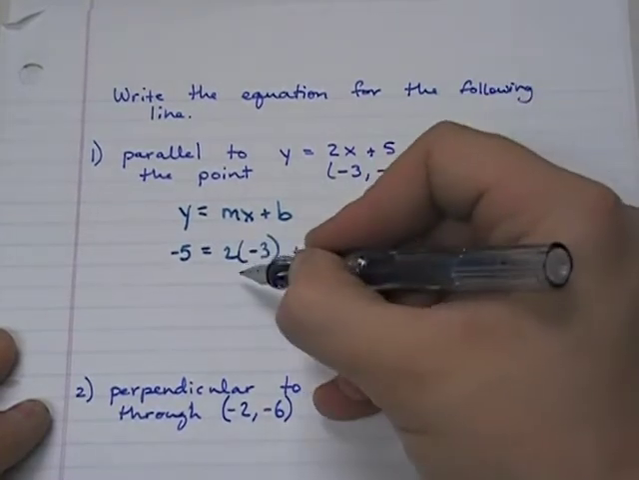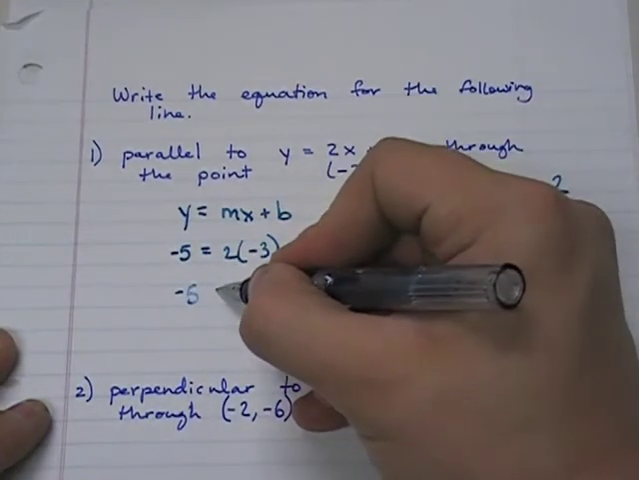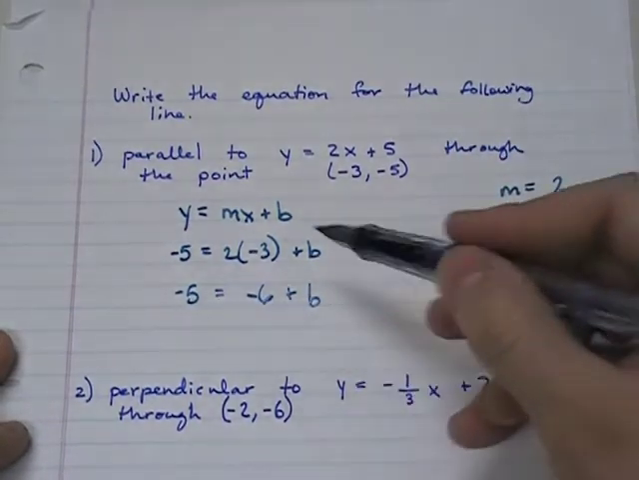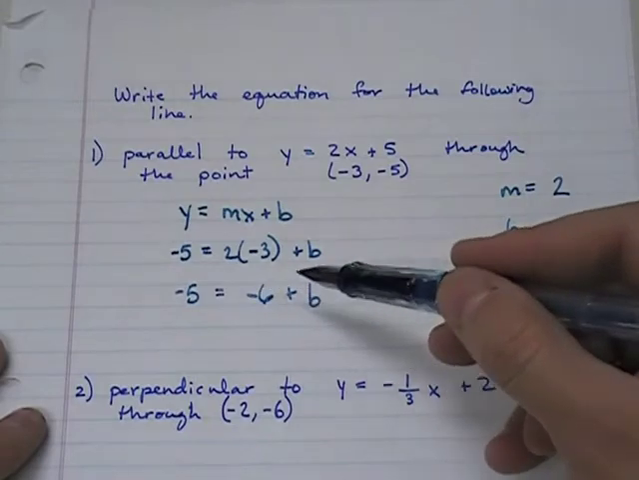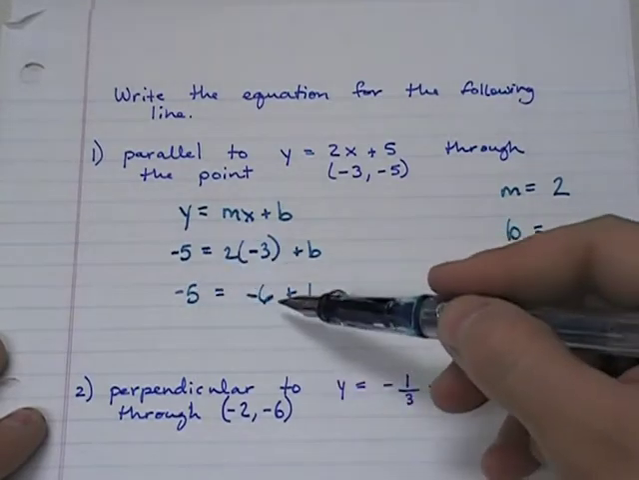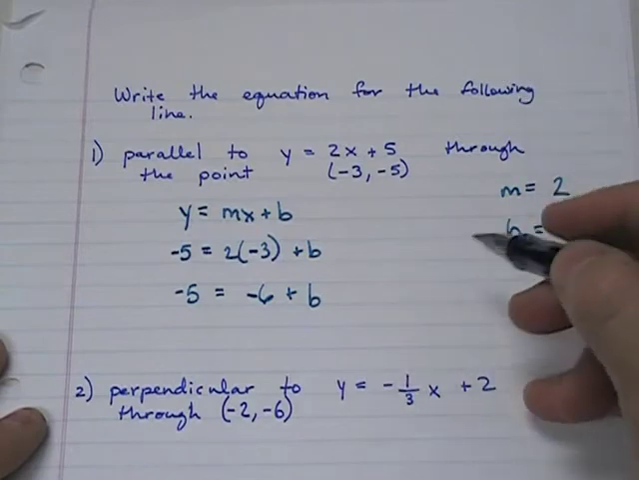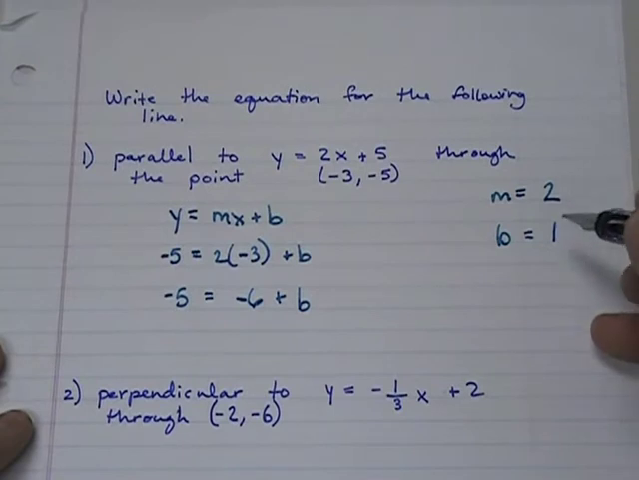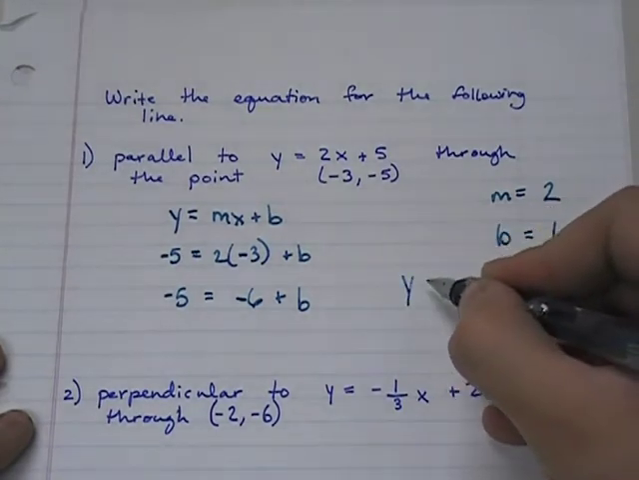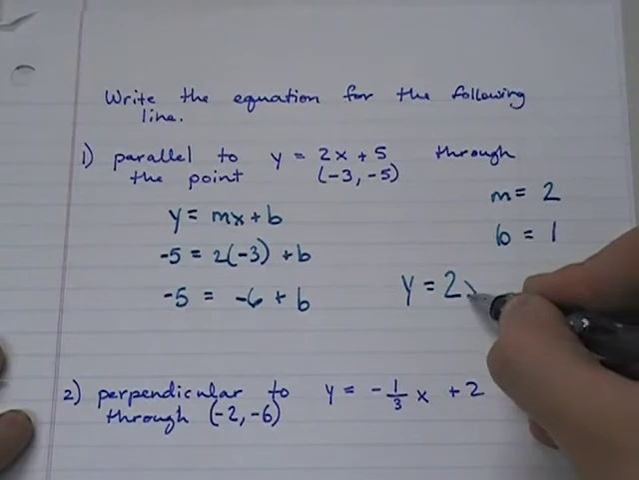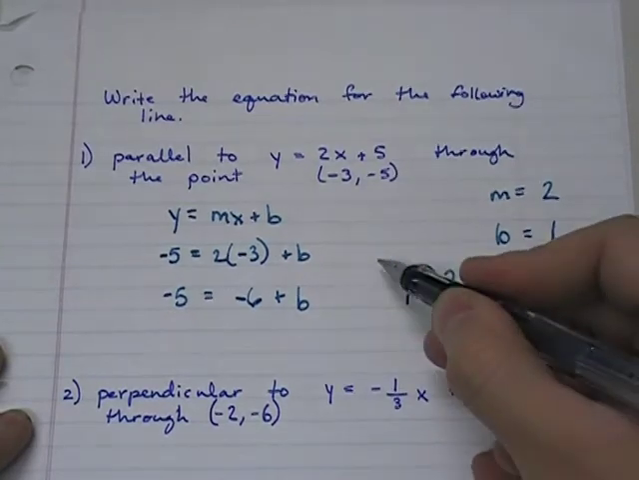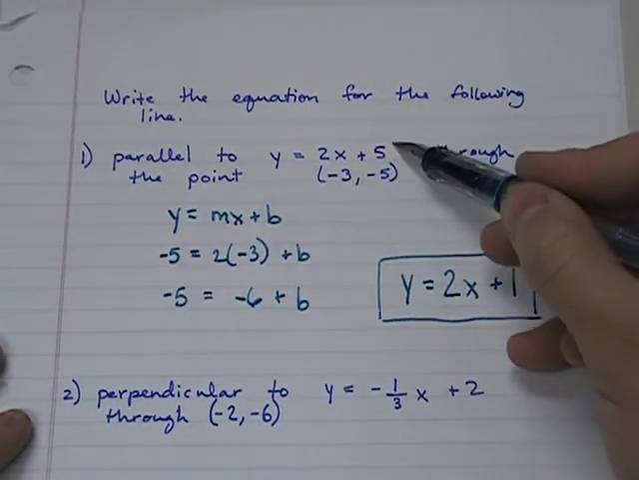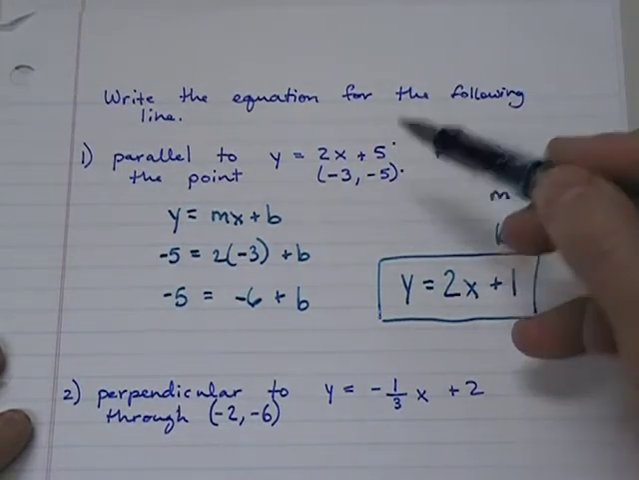Well, 2 times -3 is -6. So I get -5 equals -6 plus b. And looking at this, I basically know that -6 plus 1 equals -5, or you could move this over and solve for b. Either one is fine, and at that point you get b equals 1. Well, if you know m and you know b, the equation of the line is y equals mx plus b, so y equals 2x plus 1. And there is the equation parallel to that and through that.